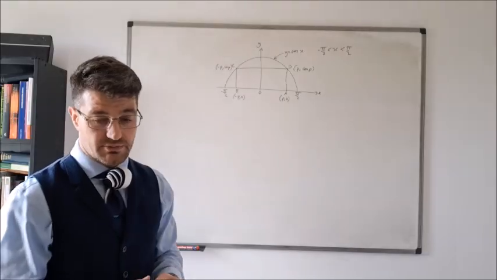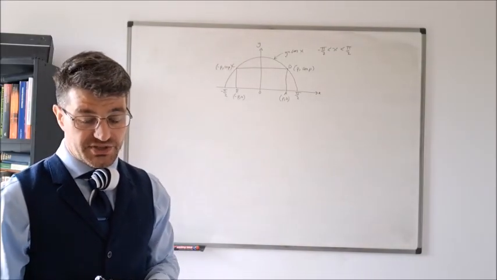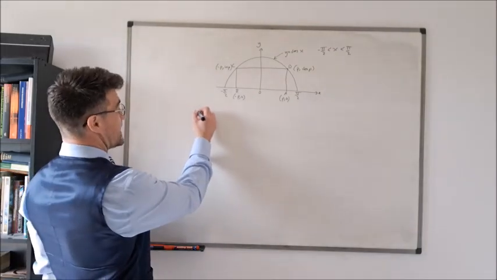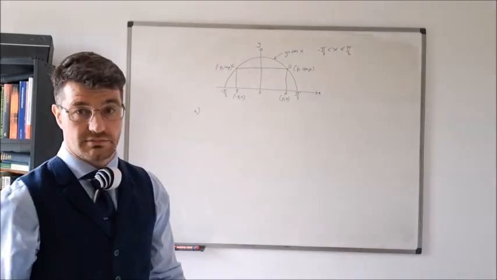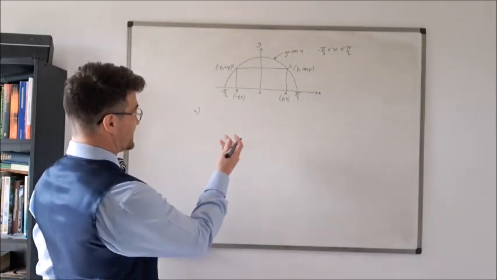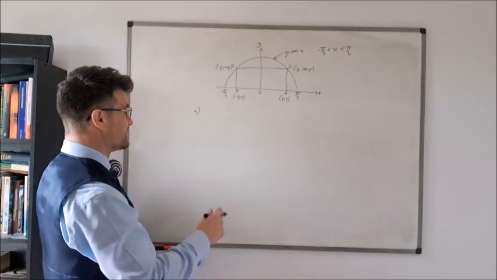So the first question is, find an expression in terms of p for the area of this rectangle. This is dead easy. If you know how to find the area of a rectangle, then this should be very straightforward. If you don't know how to find the area of a rectangle at this stage, then, well, that's your problem.